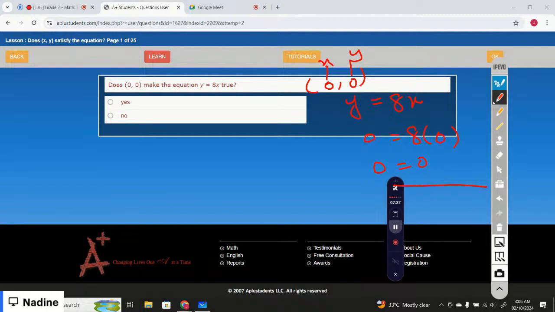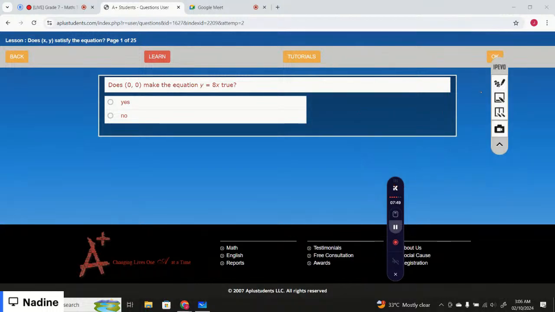That means the point (0, 0) satisfies the equation y equals 8x, right? Got it? So the correct option is yes, it is. (0, 0) makes the equation true. Yes, option number 1 is the correct option.